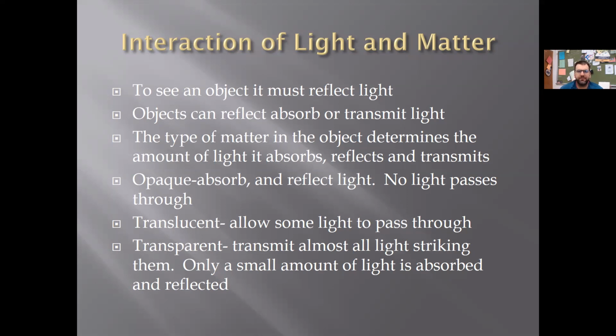And then finally, transparent. Okay, transparent transmits almost all light striking through it. Only a small amount of light is absorbed and reflected. So a very good example of something that's transparent would be glass. Most glass is transparent. You can see directly through it. Now, there are sometimes light, based on how it is, does reflect off of it. Some of it is absorbed, but most light goes through a transparent object.